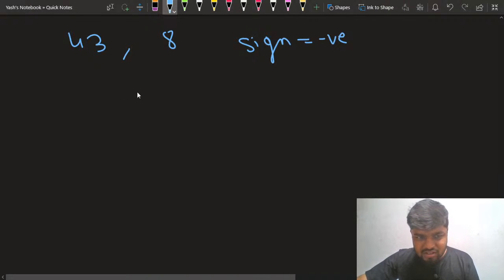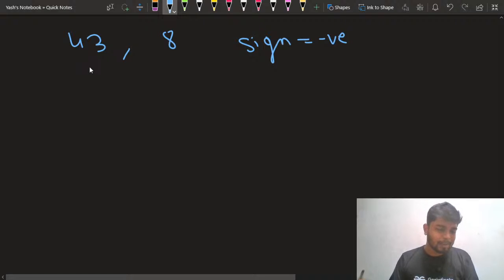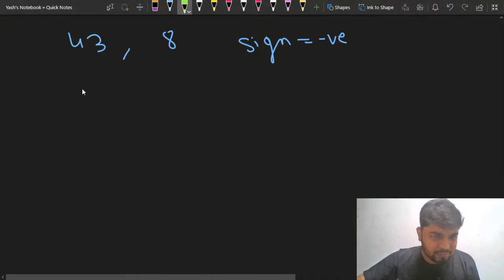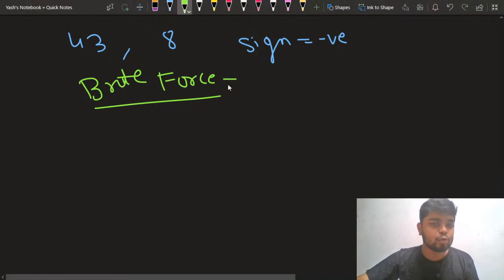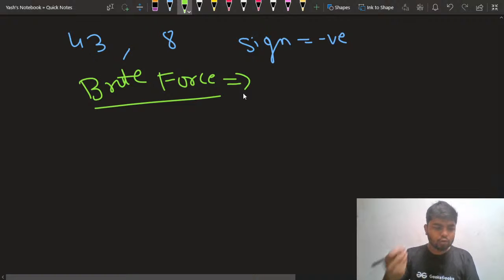After this, if it was simple division, then you know that the answer would have been 5, right? But how can you approach this? Can anyone tell me in the chat how we can approach this question in a brute force manner? If I had to apply brute force, how can we apply it? Are you getting this point?